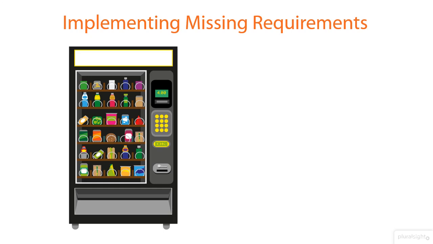Despite our progress with the domain model, we still have some missing requirements left. First, we need to check if the price of the snack the user is buying is equal to or less than the money they inserted. We shouldn't allow the purchase if it's not the case.